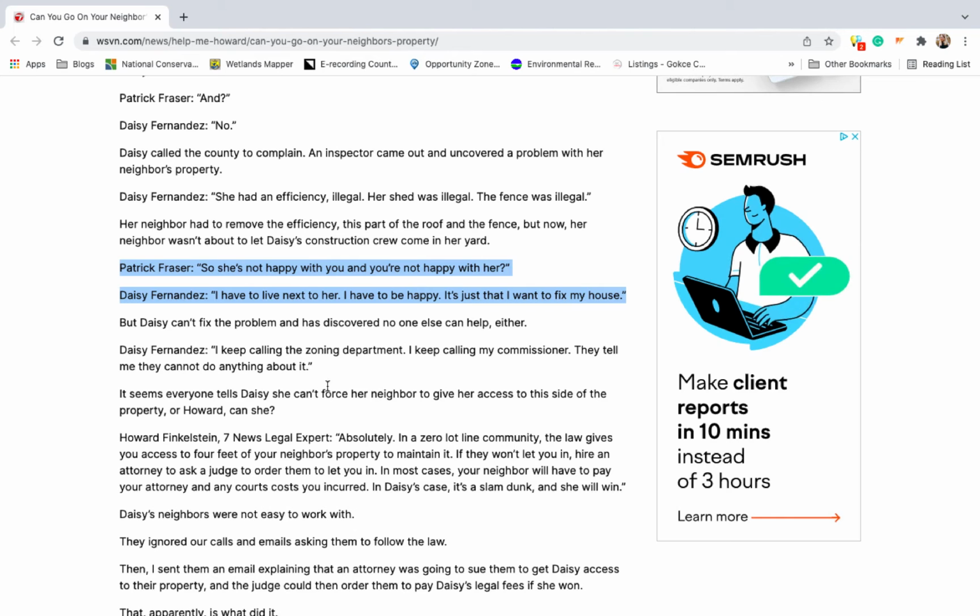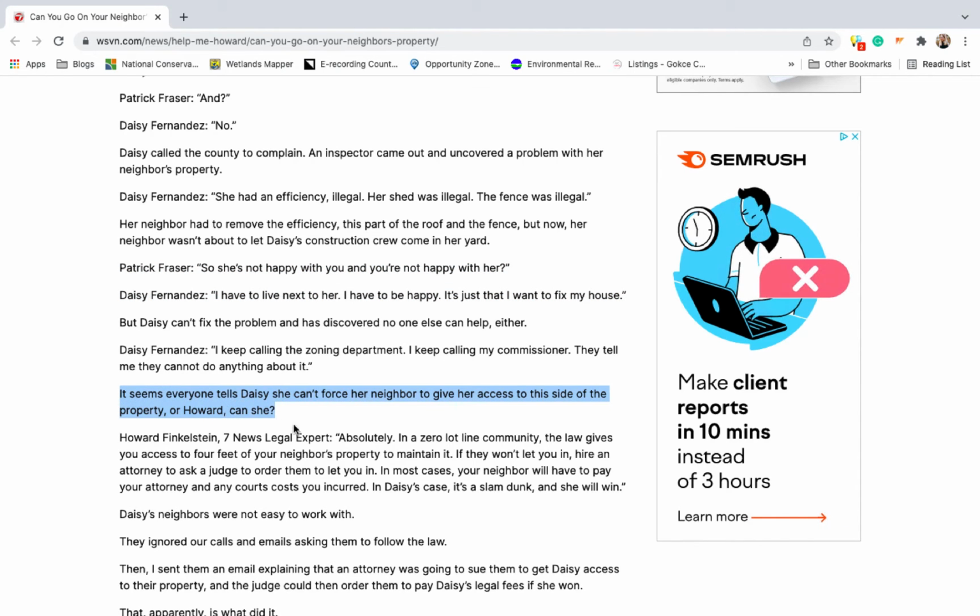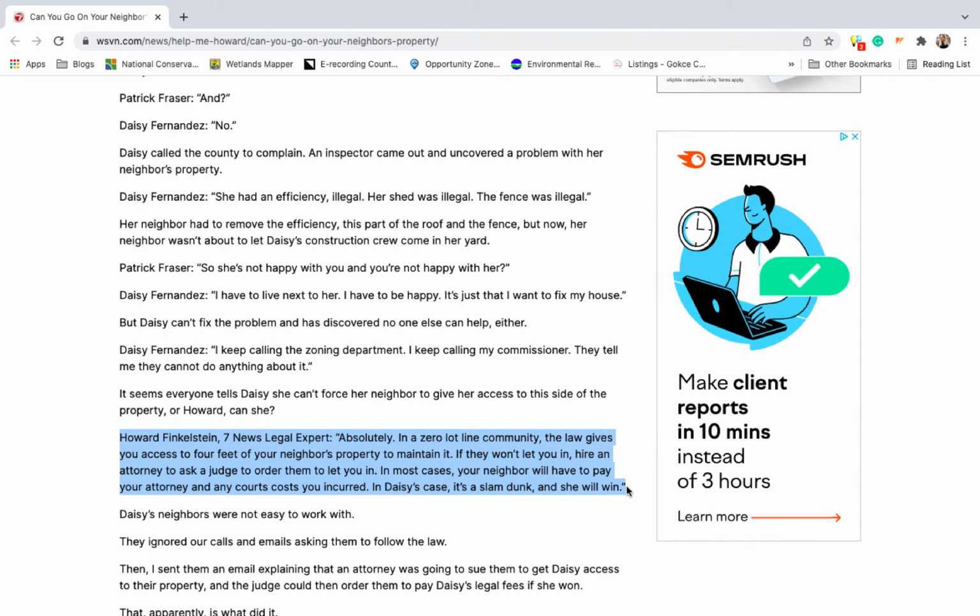So what could Daisy do? She can't force her neighbor to give her access, can she? Well, as it turns out, she can. Daisy reached out to a local news program that offers legal advice to homeowners. According to the channel's legal expert, the law gives Daisy, as a zero-lot line homeowner, the right to access 4 feet of her neighbor's property in order to maintain her home.